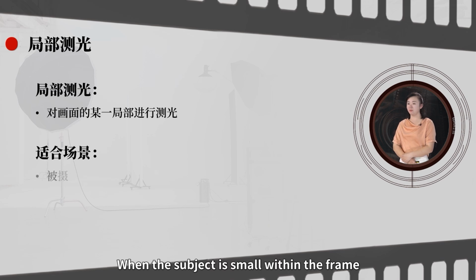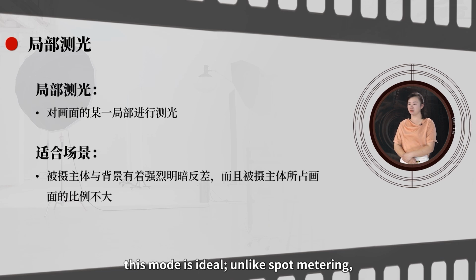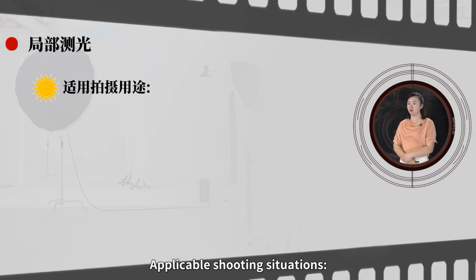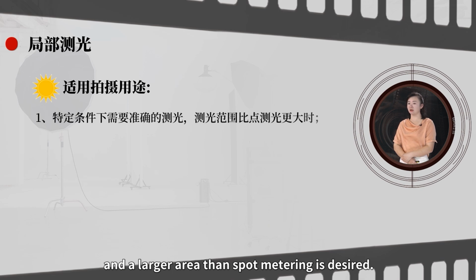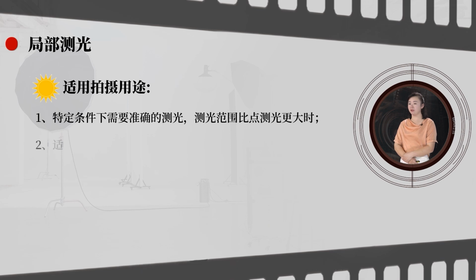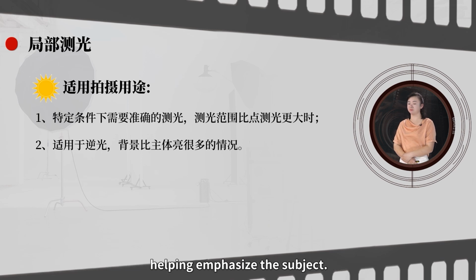When the subject is small within the frame and contrasts strongly with the background, this mode is ideal. Unlike spot metering, its larger area reduces the risk of error for those with less metering experience. Applicable shooting situations: 1. When precise metering is required under specific conditions and a larger area than spot metering is desired. 2. Using roughly 6% of the frame for metering, similar to spot metering but slightly wider. It is effective in backlit scenes where the background is much brighter, helping emphasize the subject.